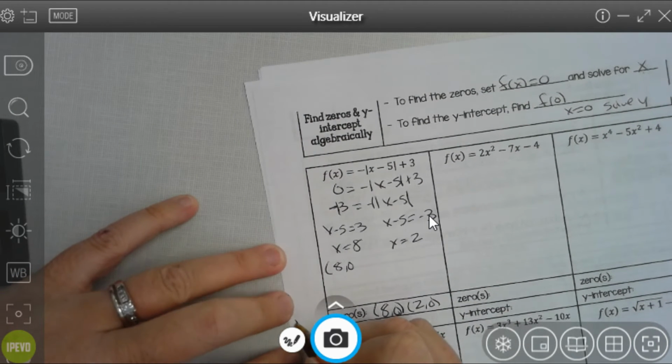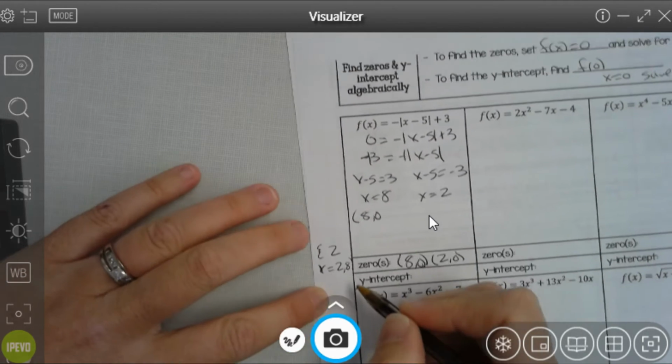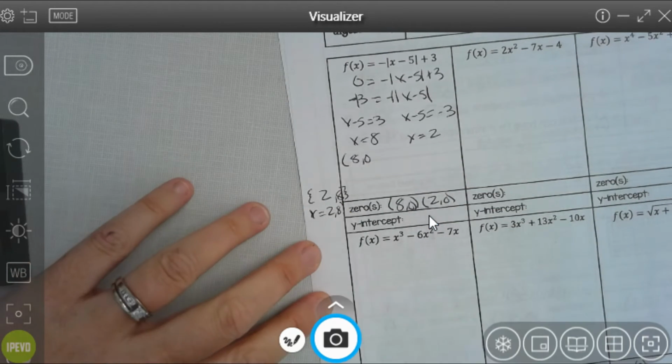You could say that x equals 2 and 8, depending on how they ask it. Sometimes you might write that in set notation as {2, 8}. I think that's how Cooper's class is going to be writing them in that formation.